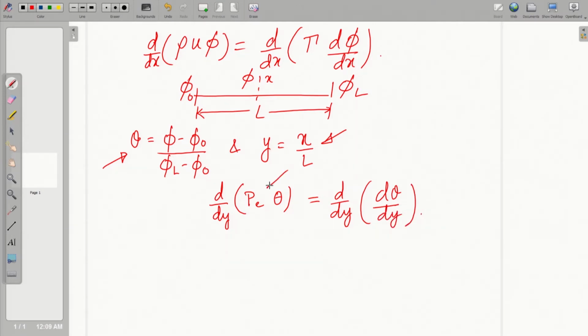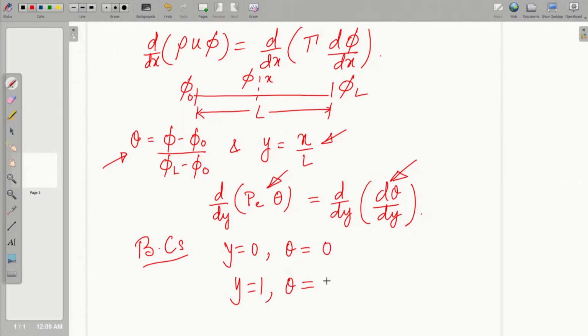So, of course, you can understand that this is essentially the transformed advection term, and this is the transformed diffusion term of the transport equation. And we of course have to define boundary conditions based on which we are trying to solve this differential equation. So, at y equal to 0, you can easily show that theta equal to 0, because at y equal to 0, phi will be equal to phi naught, and therefore, theta becomes 0, and then at y equal to 1, theta becomes equal to 1.